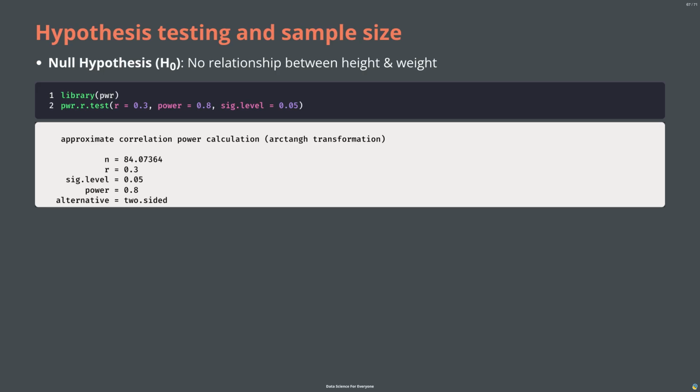Let's say we expect a monotonic relationship between the heights and the weights. We want to test this across both genders. The null hypothesis is that there is no monotonic relationship between the heights and the weights. To figure out the sample size we need, we can use the power.r.test function to detect a correlation of 0.3 with 80% power and a significance level of 0.05. We need at least 85 participants, but luckily we have 500 participants.